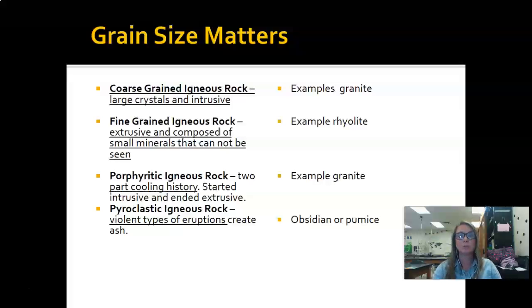Sometimes we can have, and you can read these right here, coarse grained igneous rocks, which just means that they have super large crystals, and you can see those structures or those mineral chunks in them. And that's going to be something like a granite. So once again, that countertop is very, very popular right now.